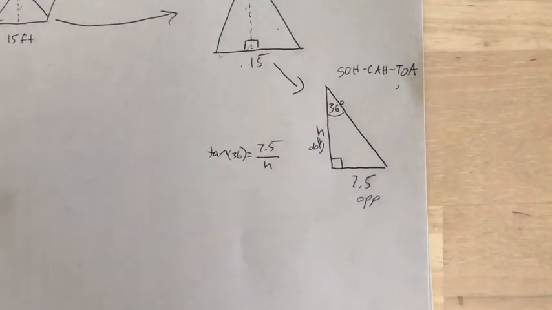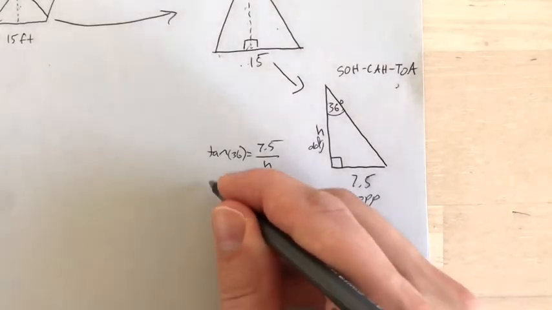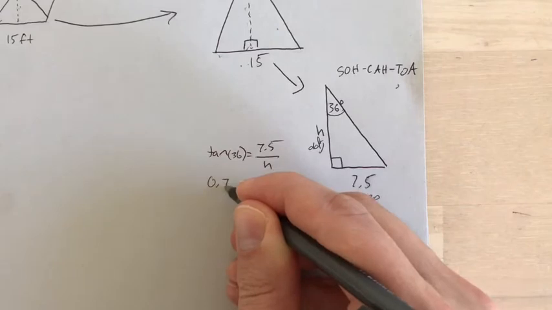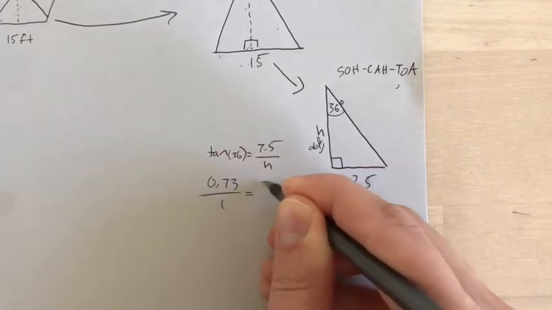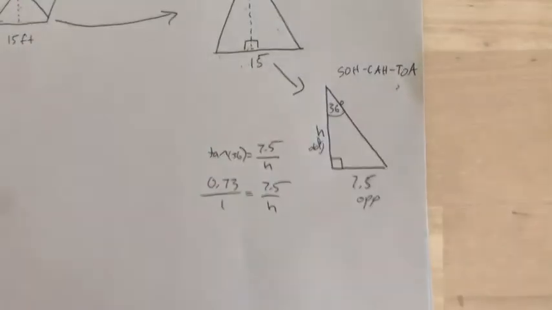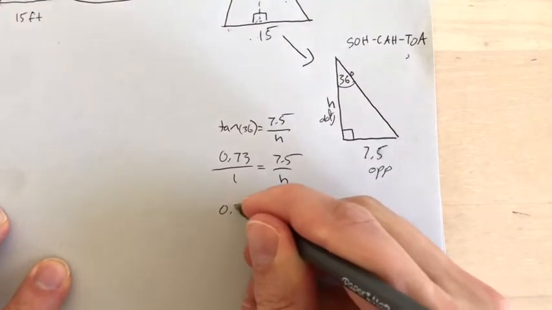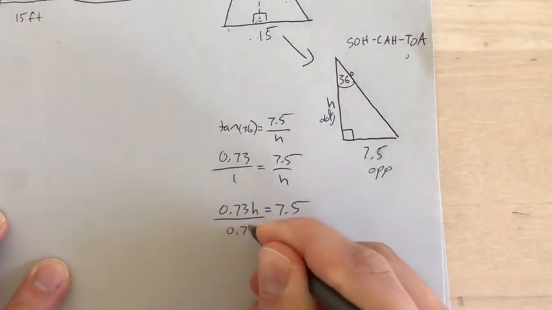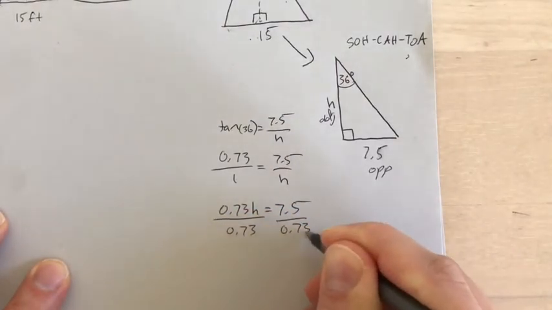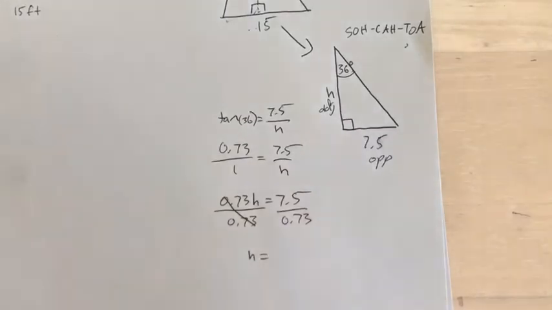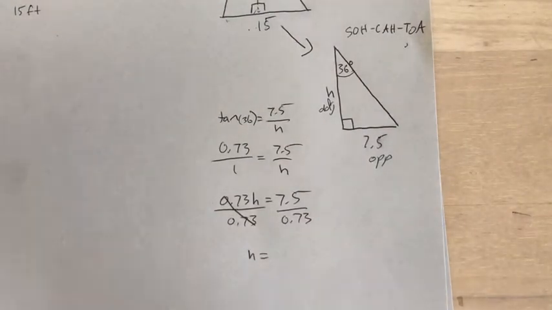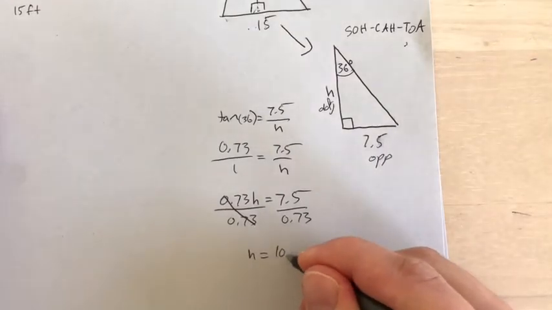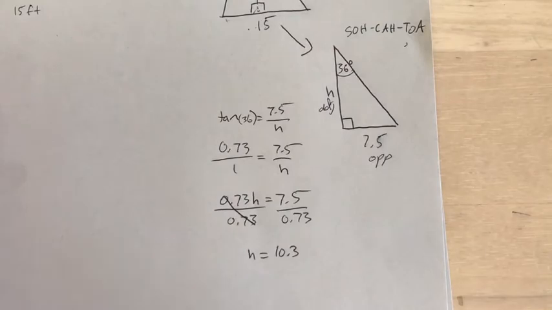And I could just go ahead and go into my calculator, type in tangent of 36. I get it to be 0.73 over 1 equals 7.5 over h. I can cross multiply. So 0.73 times h equals 7.5. And then last but not least, I can divide both sides by 0.73. And h is going to equal whatever that is, which is going to be about roughly 10.3. So that's going to be the height of one of these triangles.